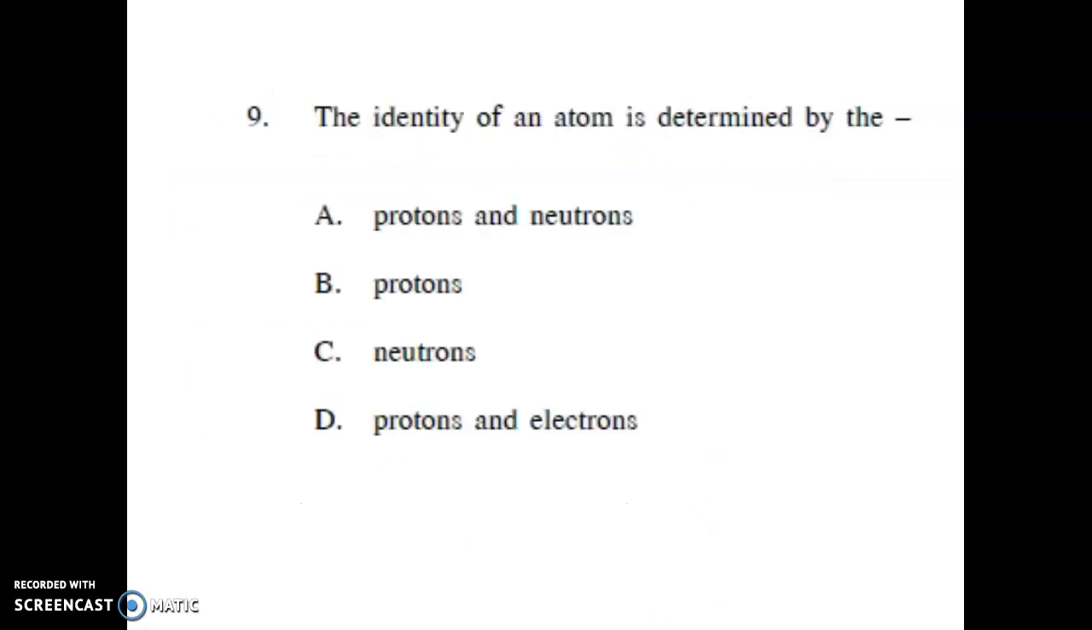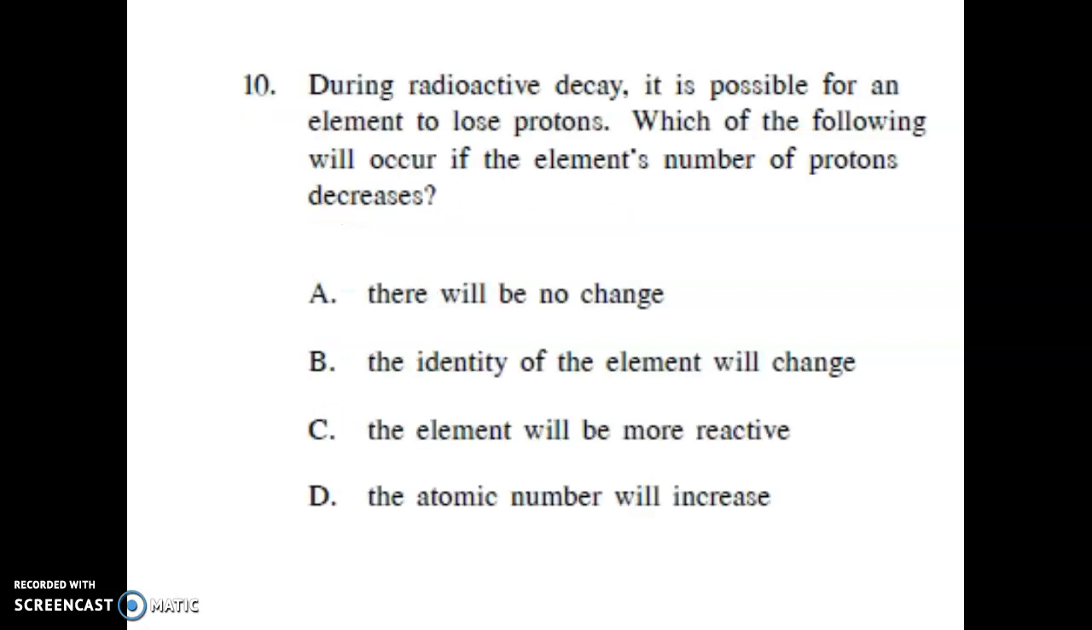Question 9. The identity of an atom is determined by the A. Protons and neutrons, B. Protons, C. Neutrons, or D. Protons and electrons. Question 10. During radioactive decay, it is possible for an element to lose protons. Which of the following will occur if the element's number of protons decreases? A. There will be no change. B. The identity of the element will change. C. The element will become more reactive. D. The atomic number will increase.